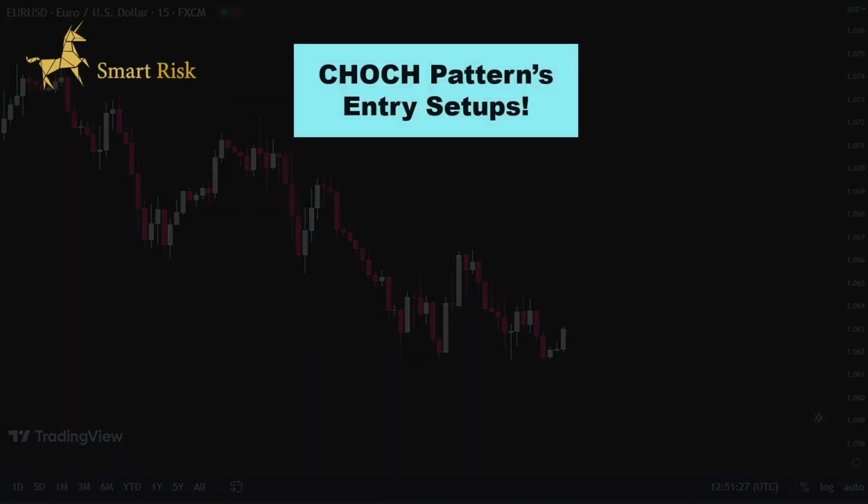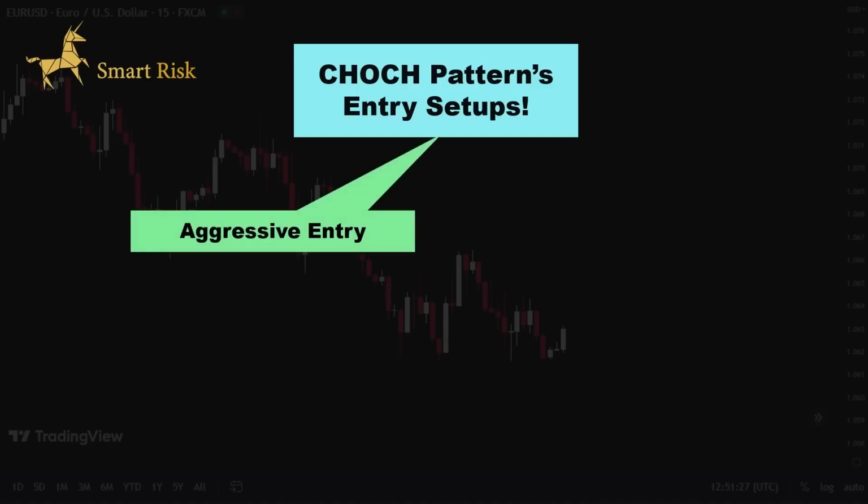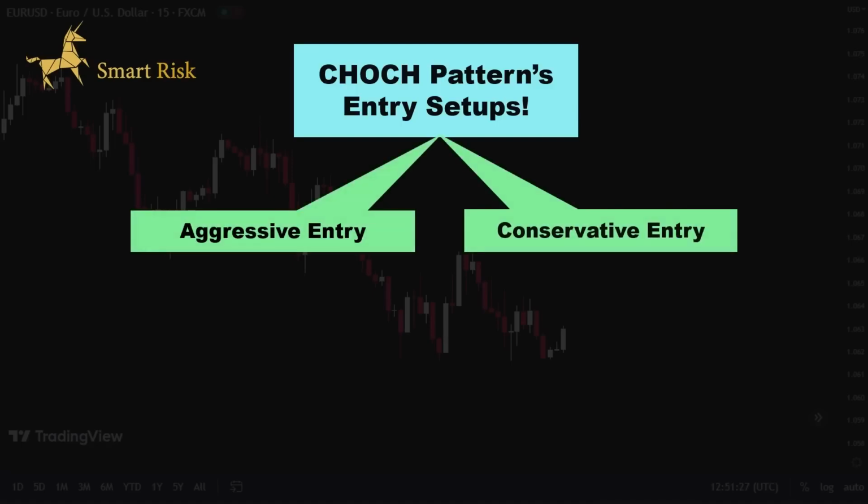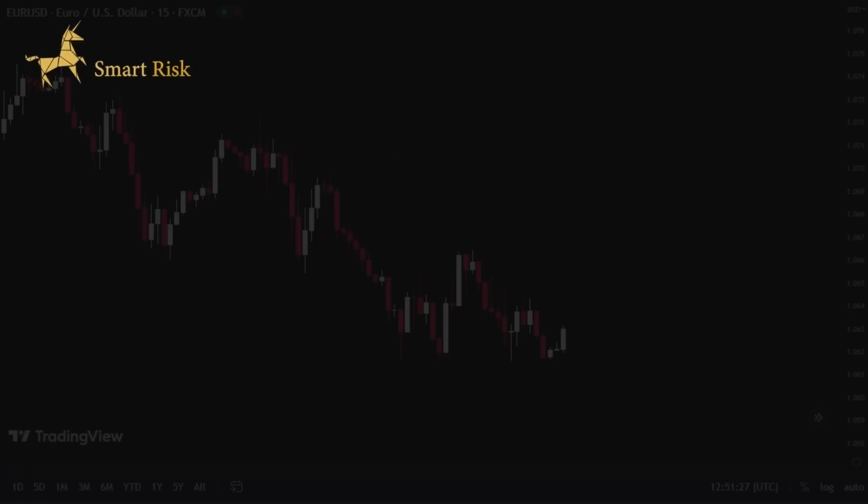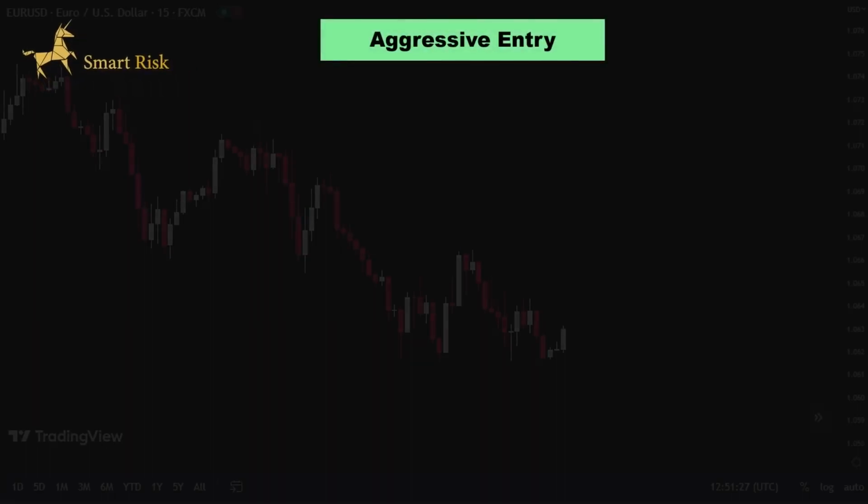For using a change of character pattern to take trades, we can use two different types of entry. One, aggressive entry type, and the second is conservative entry type. So let's discuss both of them in detail. So I'm going to start with the aggressive entry model.